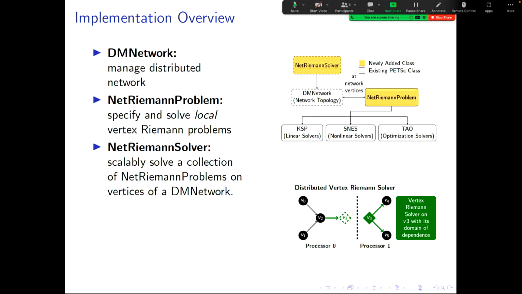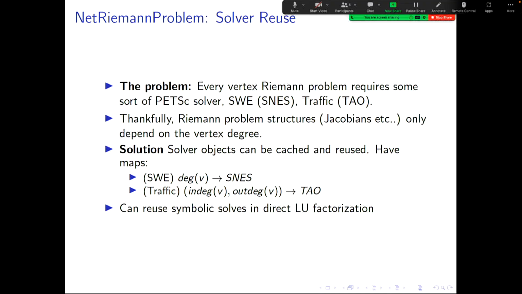And handle the fact that for DMNetwork, at least currently, there is no real notion of ghost edges. So I have to work around that. Ideally, I would like to make it so DMNetwork can handle that on its own, but that was a little bit more work, so I just kind of danced around it a little bit and built this network Riemann solver to try and hide that sort of difficulty in implementation.